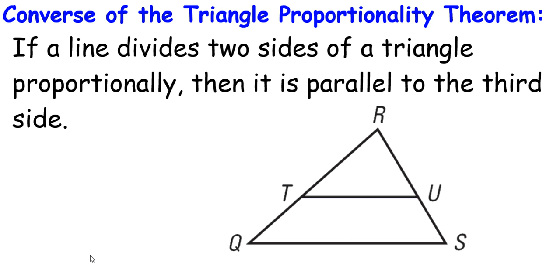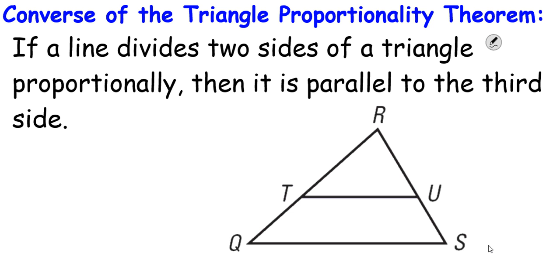Notice these are not marked parallel. We're going to show that if RT over TQ equals RU over US, then we can conclude that TU is parallel to QS. Remember, converse is when we switch the if and the then of a statement. So let's write that in symbols.